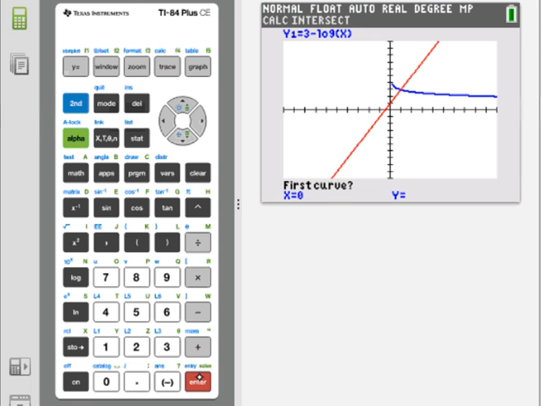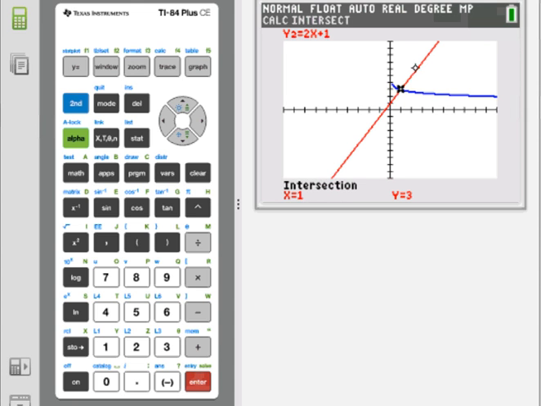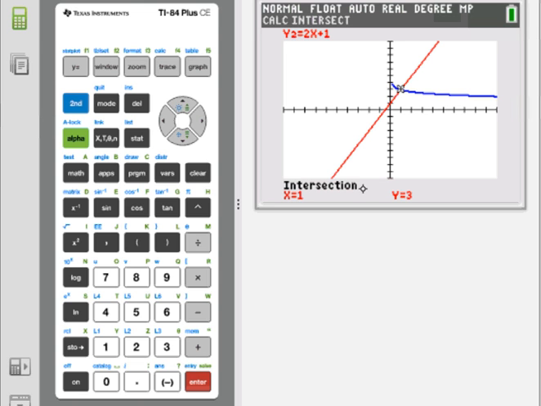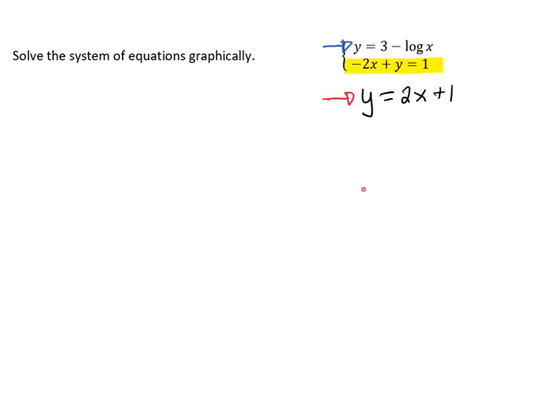And it's going to ask us for our first curve. And right now it looks like the first curve that we're on is our blue line. There it is. And our second equation is our red line. So we'll go ahead and hit enter there and ask it to estimate our intersection. And it's saying that that's happening at about 1, 3. And so we're going to go ahead and say that our answer was at 1, 3.